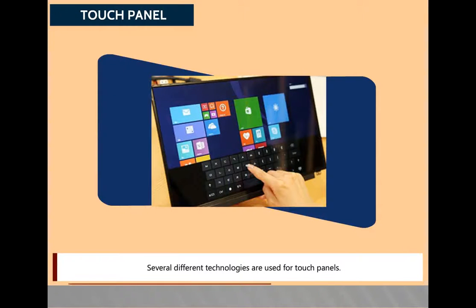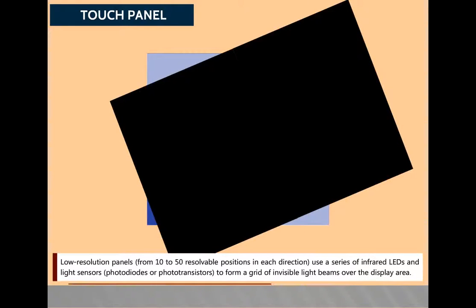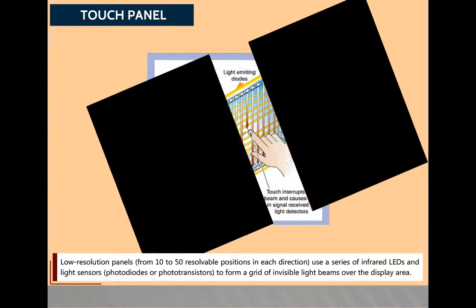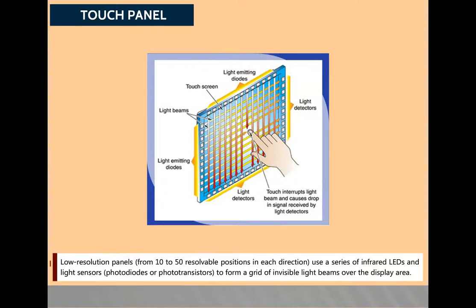Several different technologies are used for touch panels. Low-resolution panels, from 10 to 50 resolvable positions in each direction, use a series of infrared LEDs and light sensors, that is, photodiodes or phototransistors, to form a grid of invisible light beams over the display area.